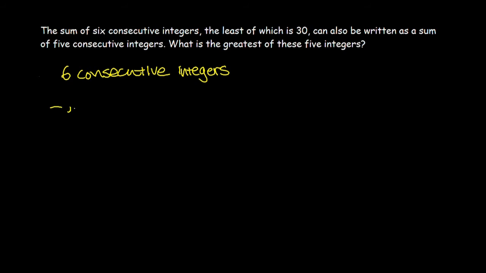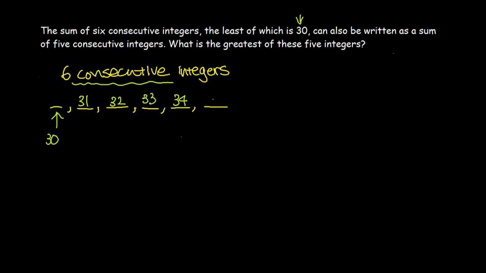So if we just have 6 random consecutive integers, we already know what the first one, or the smallest one, is going to be. This number is going to be 30, and we know this by reading the question. So we don't have to plug in random numbers to see which one the question is looking for. And also, since the question says 6 consecutive integers, we know the rest of the numbers are going to be 31, 32, 33, 34, and 35, since consecutive just means following or succeeding numbers.